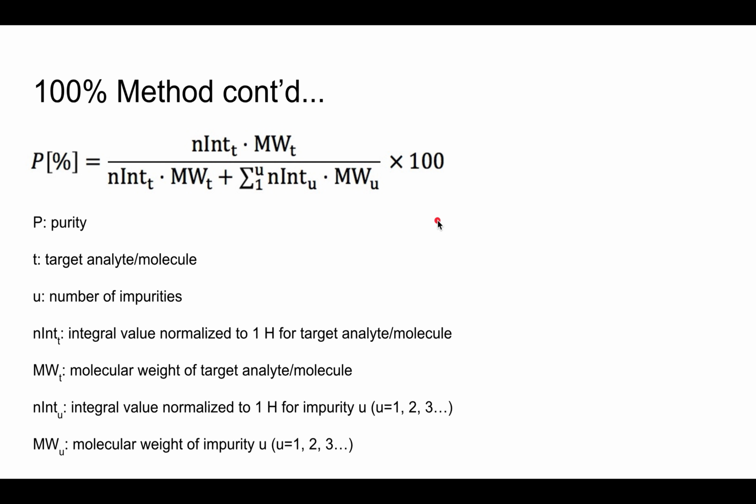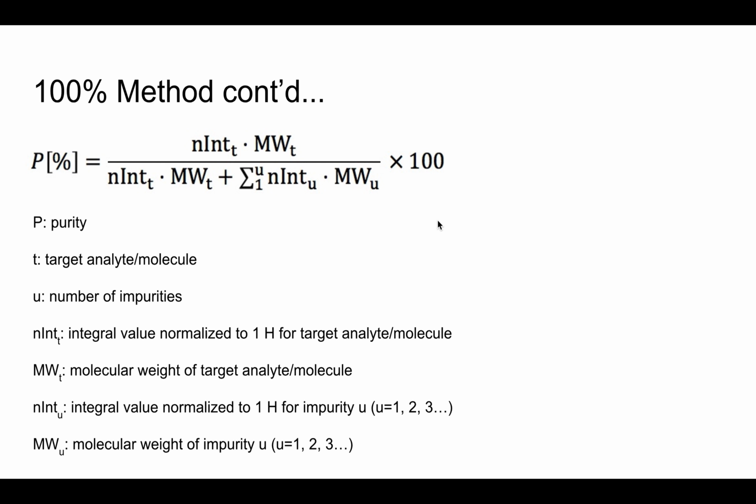Let's quickly go over the variables that are involved in this formula. The letter P stands for purity. The letter T stands for target analyte. I will be using the word analyte frequently throughout this video, and analyte is simply a fancy term to indicate target molecule. So whenever I say the word analyte, in your head, I want you to think target molecule. U stands for the number of impurities, and you can have multiple impurities appear in your NMR spectrum. You want to take account for each of those. So if you have 2 impurities, your U value is equal to 2. If you have 3 impurities, your U value is equal to 3, and so on and so forth.